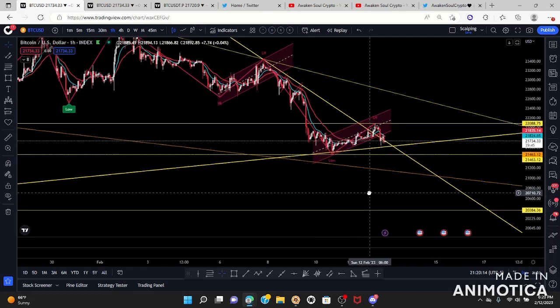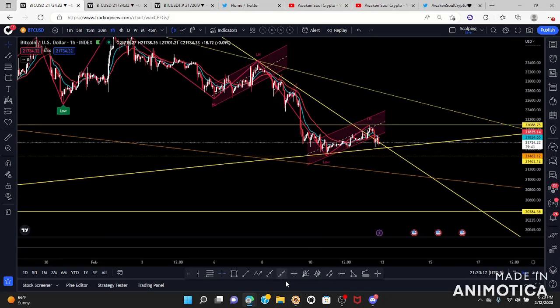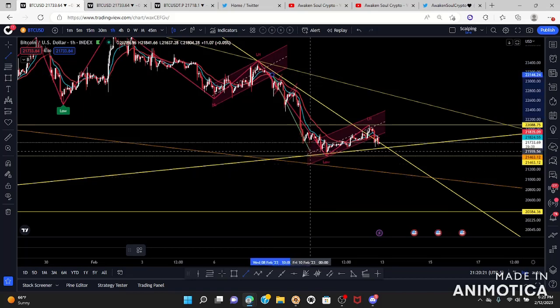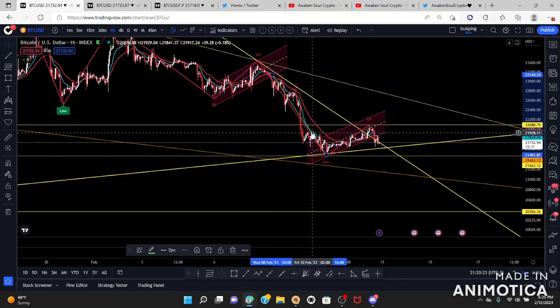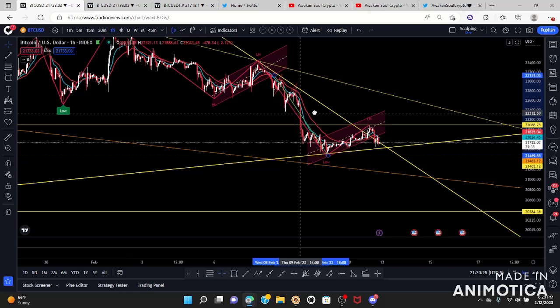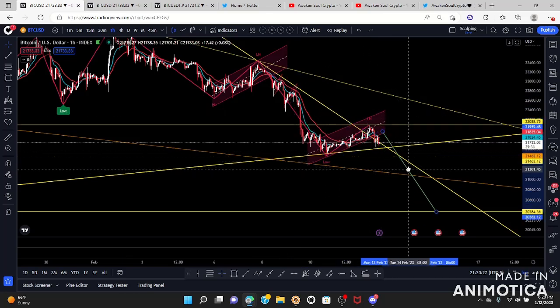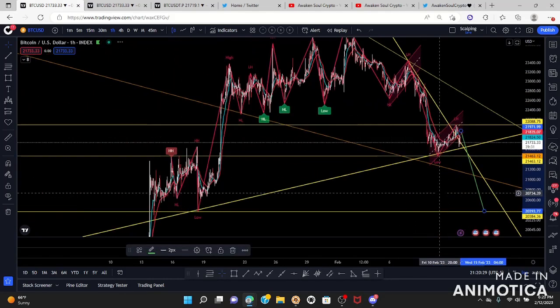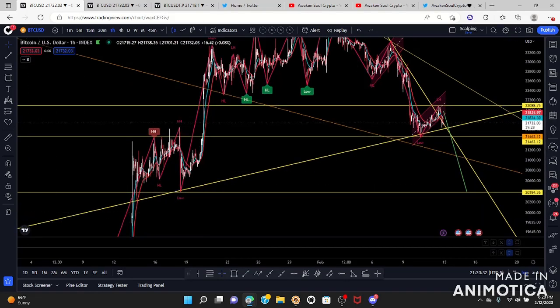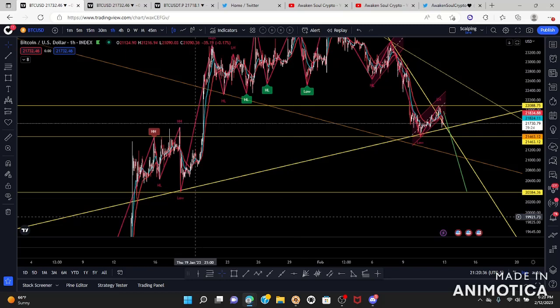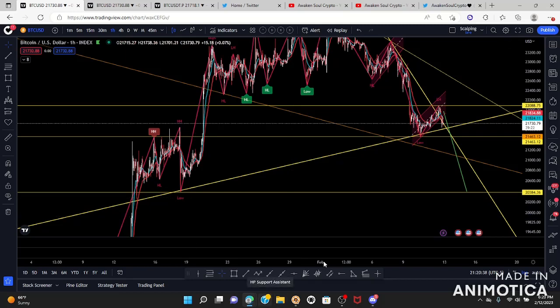So just based on this big move here, I'm gonna do a measure move from this high to this low. And then I'm gonna move it here. Check this out. Right on target with this low at 20,384. That will be my next target.